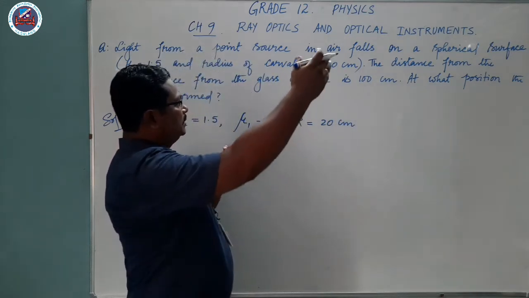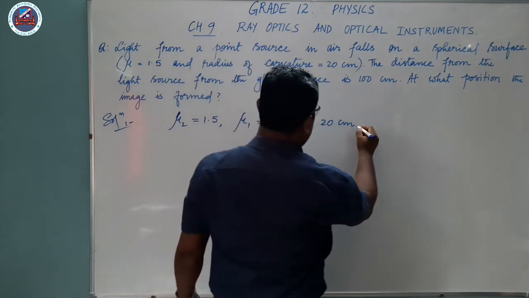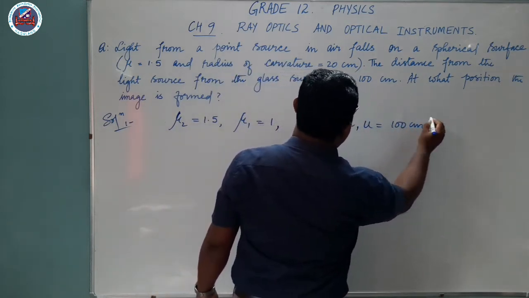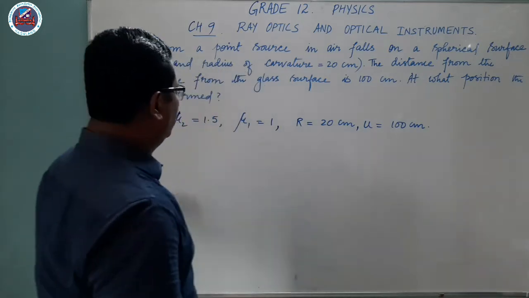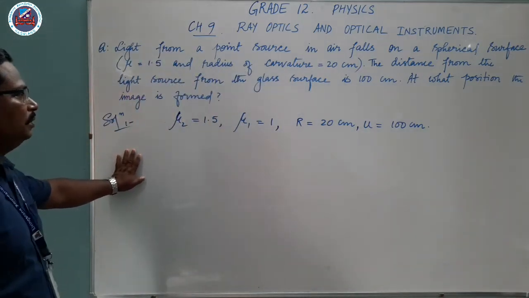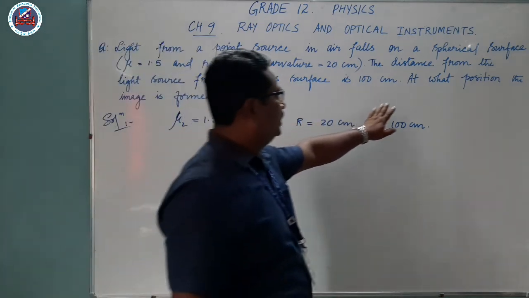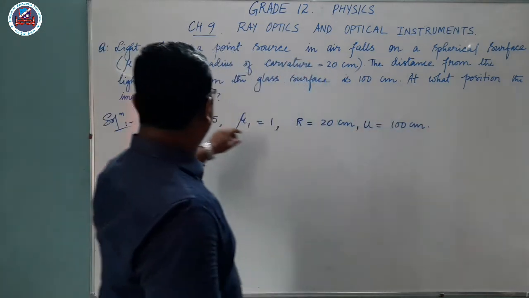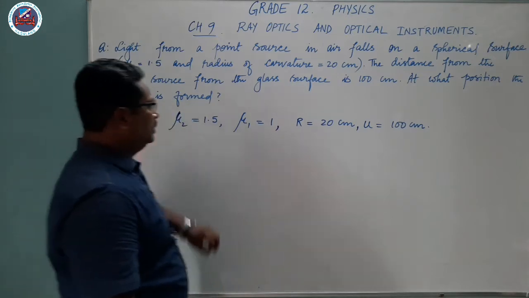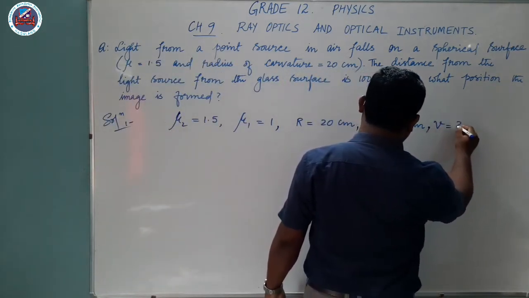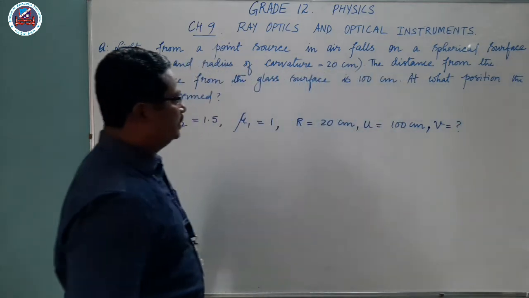The distance from the surface is 100 centimeter. So u is equal to 100 centimeter. Like this, you write down the values. Then you go for your question: what they want us to find, at what position the image is formed. So they are asking you to find out the value of v. v is equal to how much?